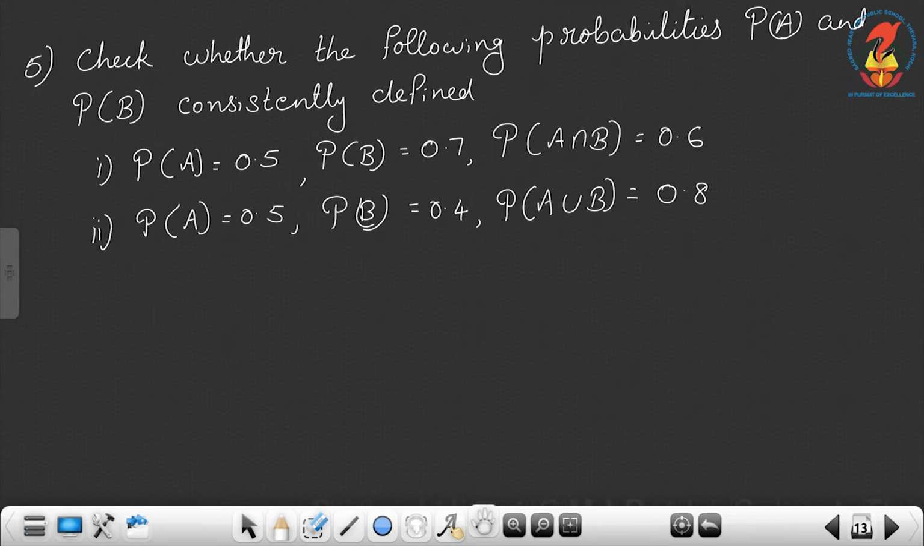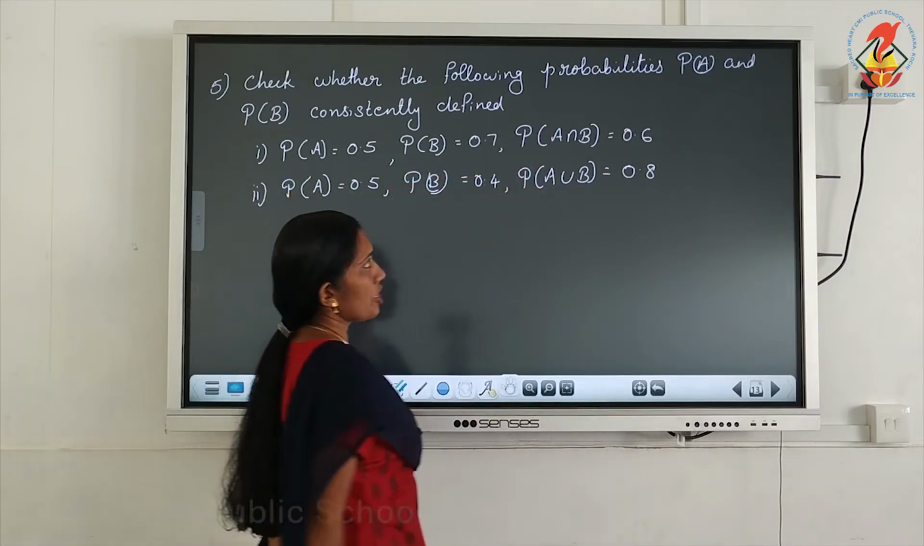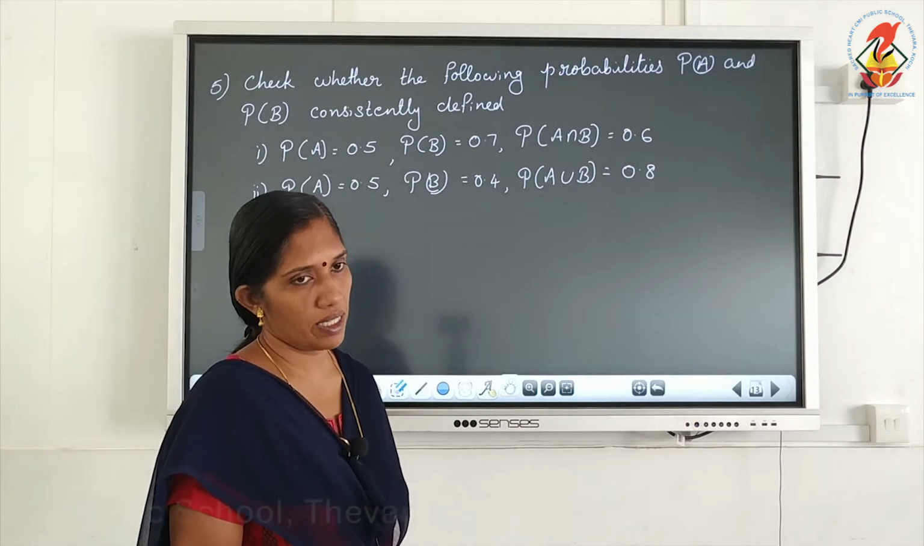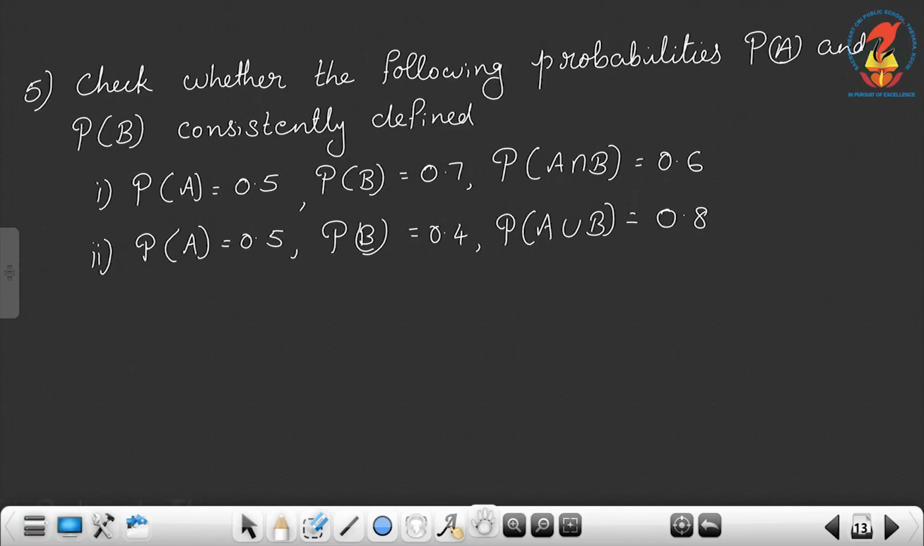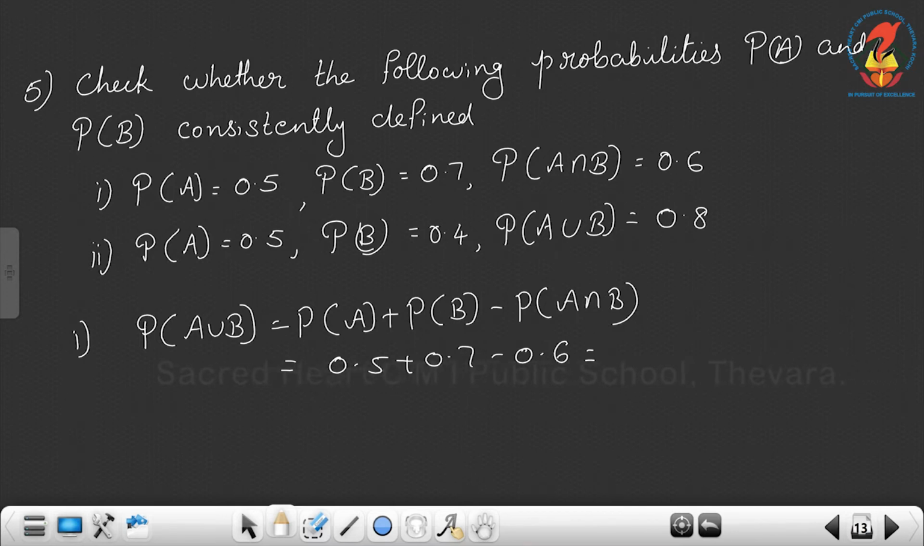Now the next one, check whether the following probability is consistently defined. First case, P of A, P of B, P of A intersection B is given. Is that correct? That's the question. So from this we can calculate what is P of A union B. P of A union B is P of A plus P of B minus P of A intersection B. Okay, that is possible to find. 0.5 plus 0.7 minus 0.6. That is 1.2 minus 0.6.